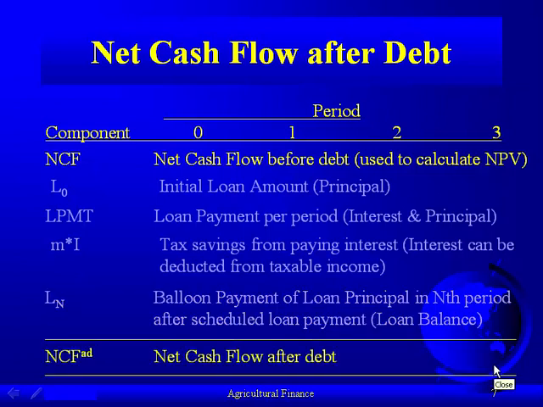And then, of course, the last line is the net cash flow after debt, which is what we're trying to get to: after accounting for the revenues associated with the investment and after paying any debt obligations, what's left. Is that positive or negative?